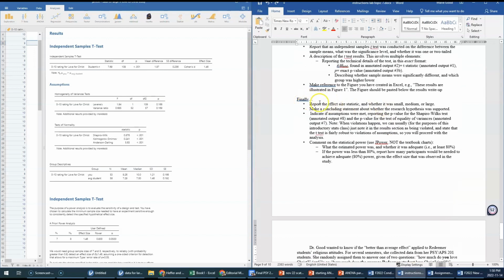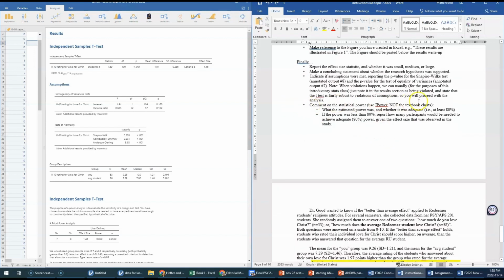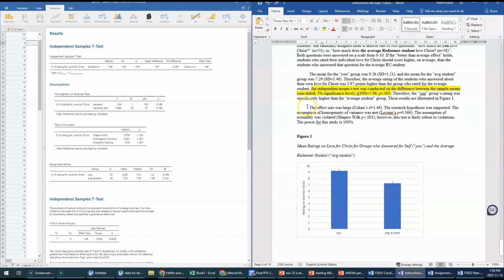And then we have our last part, which is reporting the effect size and whether it was small, medium, or large, followed by making some kind of concluding statement, indicating if the assumptions were met and if they were violated, just stating that the test is robust to violations, and you're proceeding. And you're commenting on the statistical power. We're using G*Power here because we're using Jamovi. We're not using the textbook charts. So to fulfill that part of the report, we say the effect size was large, and then report the exact value for Cohen's d. The research hypothesis was supported.